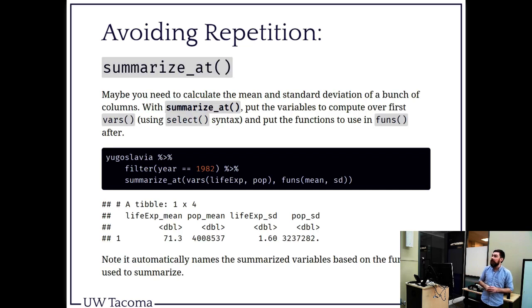So in this case, what I said is I want Yugoslavia, 1982. I want to summarize the variables life expectancy and population, and I want to, for each of those variables, get their mean and their standard deviation. What pops out, it does the naming for you, is life expectancy's mean, population's mean, life expectancy's standard deviation, and population standard deviation. Inside of that vars command up there at summarize_at, I could have used any kind of helper function that the select function will allow.